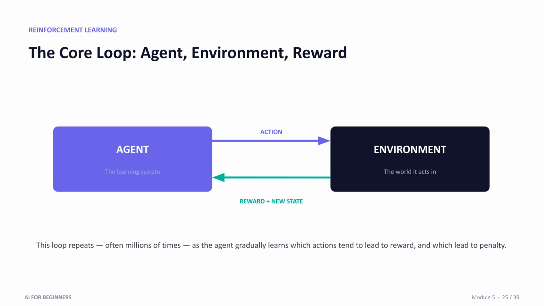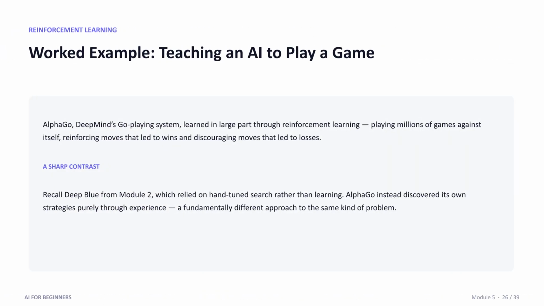The core loop consists of an agent, an environment, and a reward. The agent performs an action, the environment responds with a reward signal and a new state, and this loop repeats millions of times until the agent learns the best strategy. A famous example is DeepMind's AlphaGo. Unlike older systems that used hand-tuned search, AlphaGo played millions of games against itself, learning to reinforce winning moves and discard losing ones. It discovered entirely new strategies on its own through this experience.